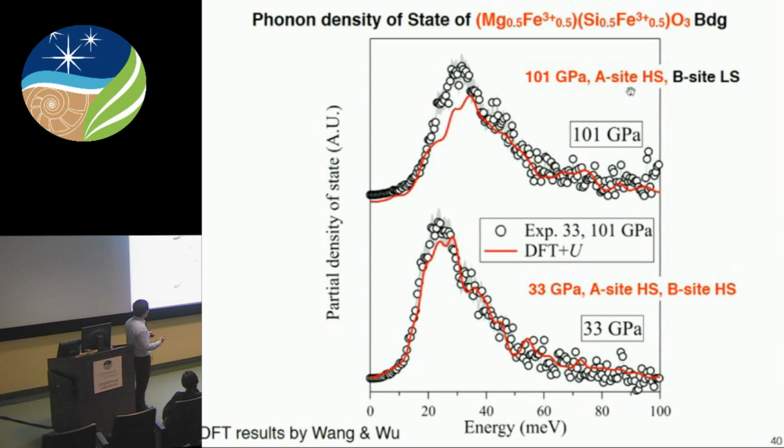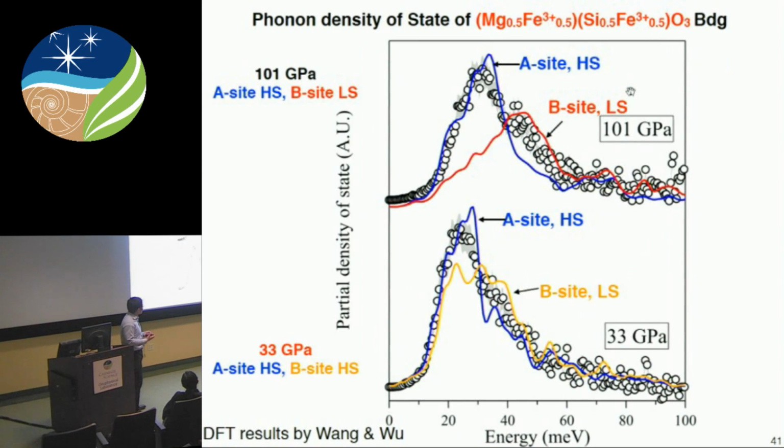But by using this technique, we probe an averaged force constant of both sites. So in order to see how large a change in the force constant comes from the B site spin transition, we collaborated with Dr. Wu and graduate student Wang from USTC to calculate the phonon density of state in our sample. Those red curves are their calculation results, which match really well with our experimental observations.